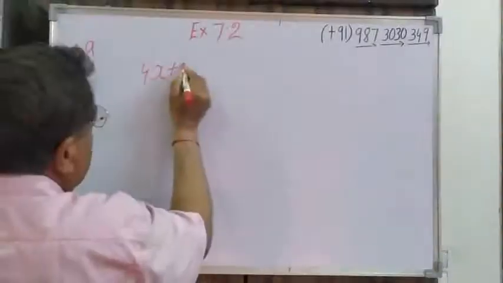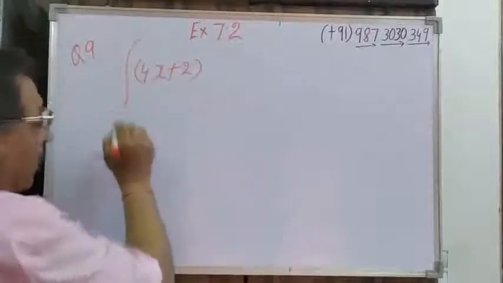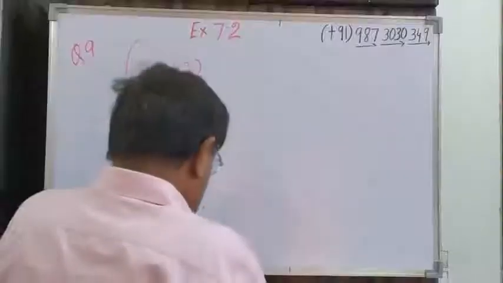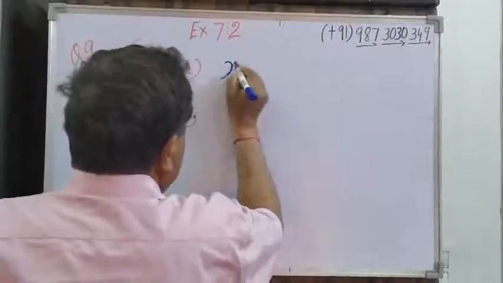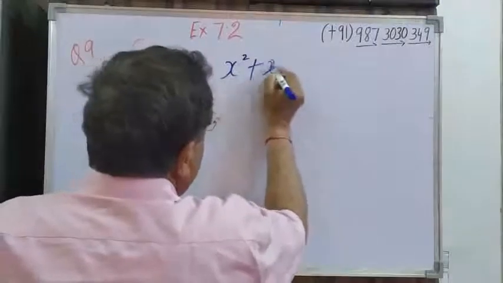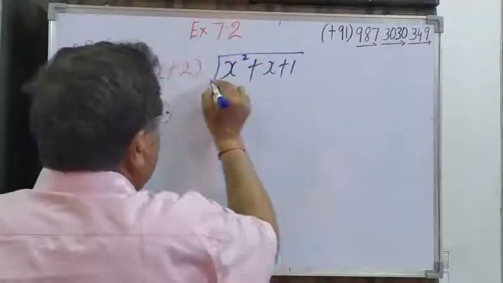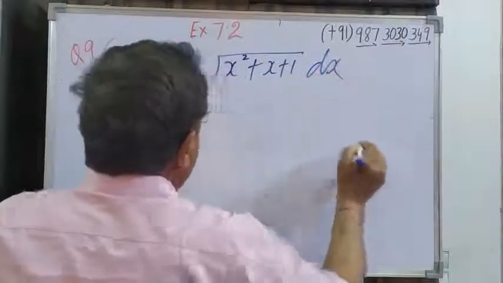Question number 9, that is (4x + 2) into the root of (x² + x + 1). So this is the question: integral of (4x + 2) under the root x² + x + 1.